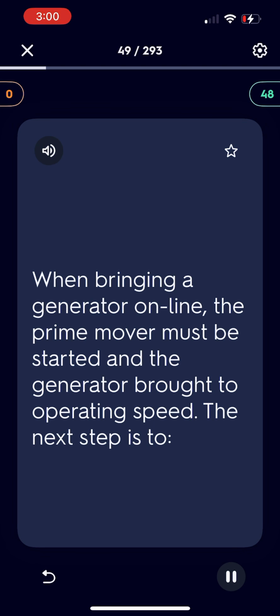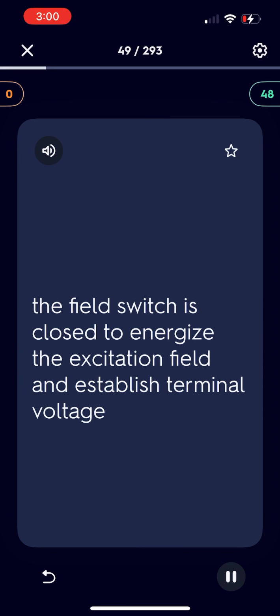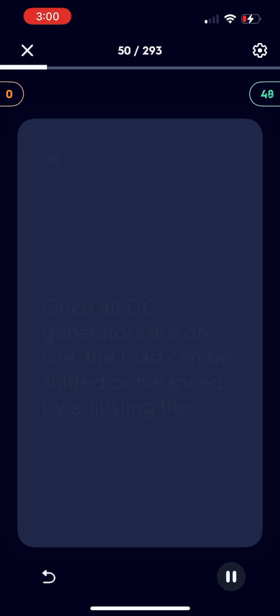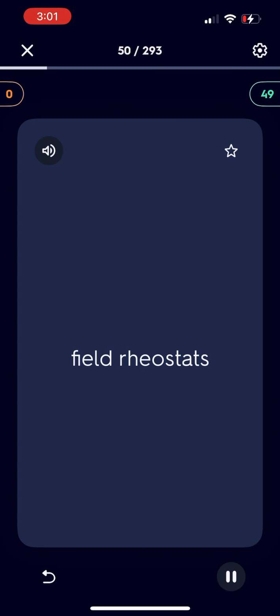When bringing a generator online, the prime mover must be started and the generator brought to operating speed. The next step is to close the field switch to energize the excitation field and establish terminal voltage. Once all DC generators are online, the load can be shifted or balanced by adjusting the field rheostats.